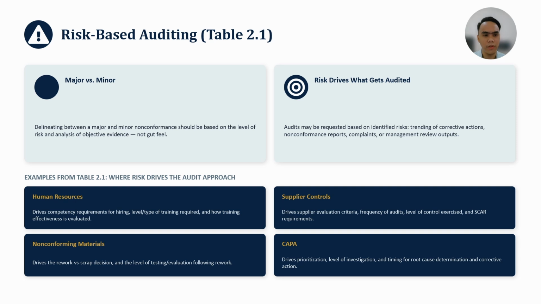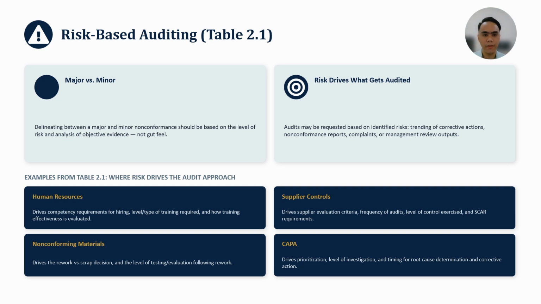For supply controls, it drives supplier evaluation criteria, the frequency of a supplier evaluation or audit, the level of control exercised, and the supplier corrective action report requirements. Non-conforming materials: it drives the decision to rework or scrap non-conforming materials and the level of testing following any rework.